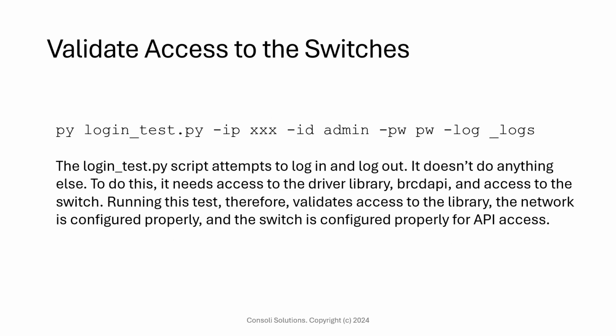The login test script attempts to log in and log out. It doesn't do anything else. To do this, it needs access to the driver library, and it also needs access to the switch. So running this test, therefore, validates access to the Brocade API driver library, validates that the network is configured properly, and validates that the switch is configured properly for API access.